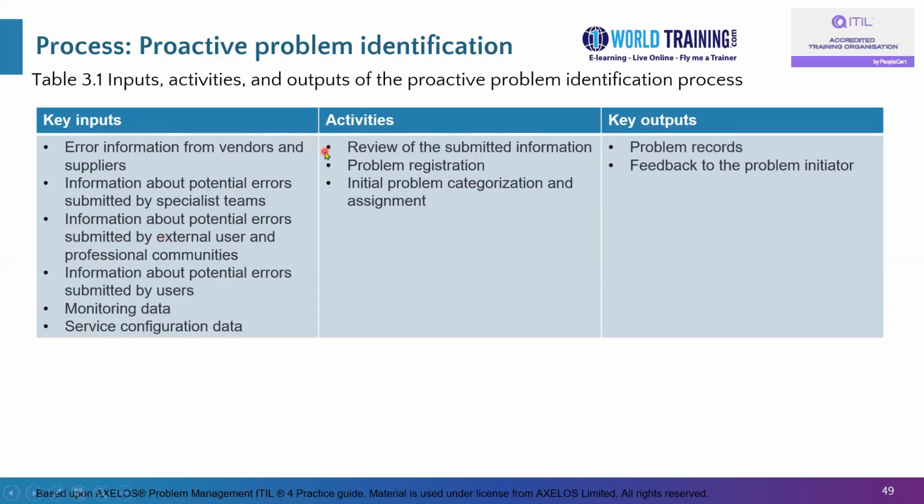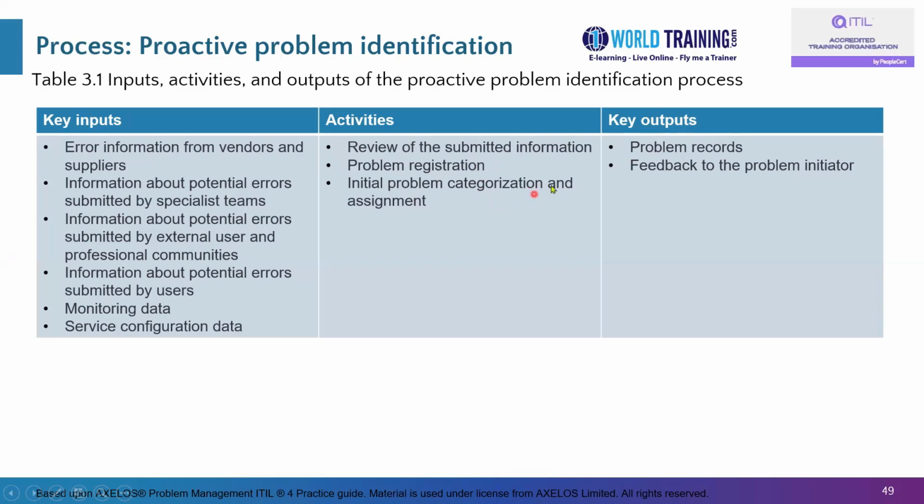And therefore, the activities here are reviewing that submitted information or the inputs, then registering the problem, that is logging, recording it, and then doing the initial categorization and assignment. Of course, there can be some initial urgency and impact assessments also, but generally those will be more confirmed during the problem control process. And even the categorization can change in the problem control process afterwards, because this is just the initial categorization and assignment.